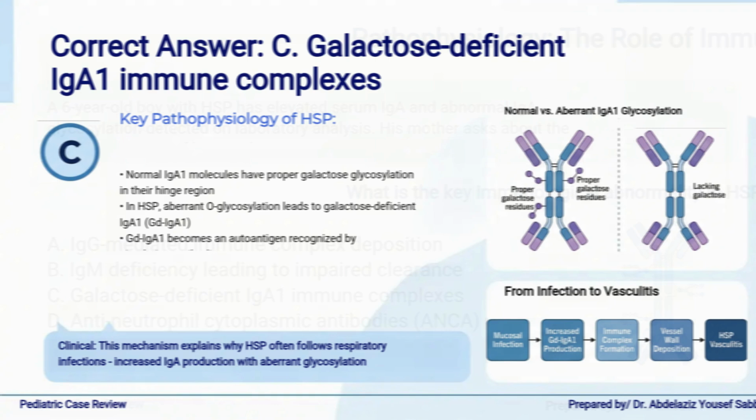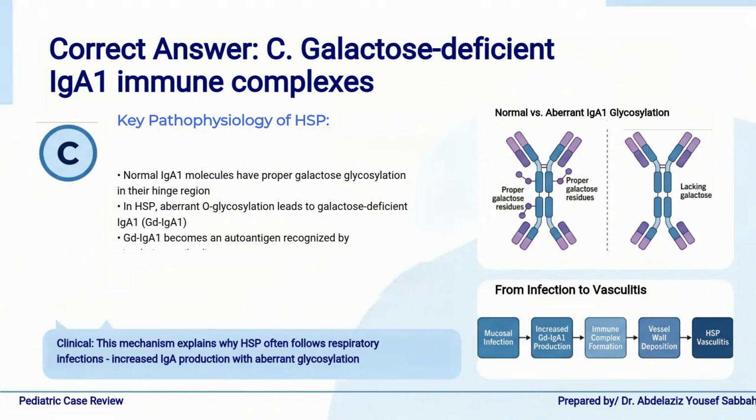The correct answer is option C. Galactose-deficient immunoglobulin A1 immune complexes. The pathophysiology of Henoch-Schönlein Purpura follows a well-defined sequence of immunological events. Under normal conditions, immunoglobulin A1 molecules have proper galactose glycosylation in their hinge region. In Henoch-Schönlein Purpura, however, aberrant glycosylation occurs, producing galactose-deficient immunoglobulin A1.